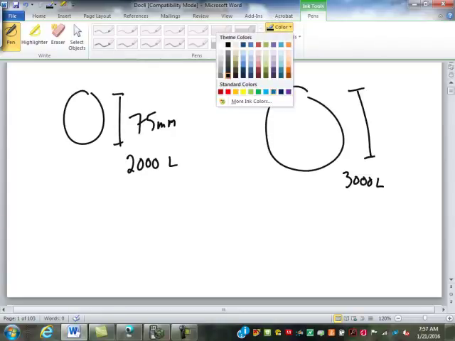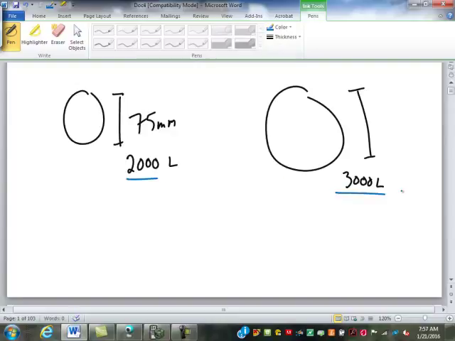It looks like a volume problem because we're going from 2,000 liters to 3,000 liters. But we're assuming that the flow rate of the water out of the pipe is the same. So if the water is coming out of there at 2.5 meters per second in this pipe, it's coming out at the same speed of this pipe.